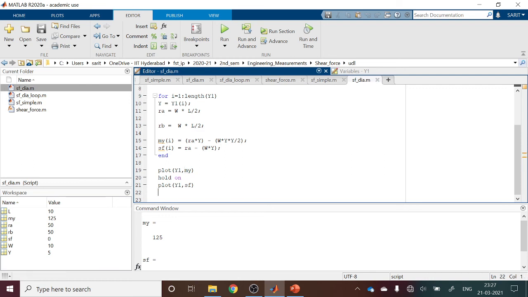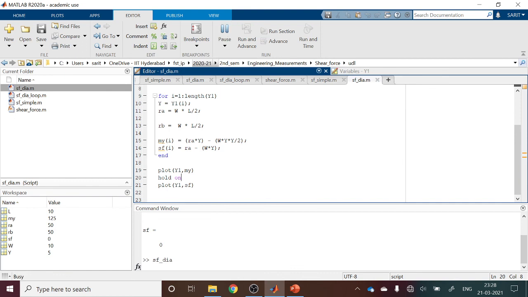So plot x is basically y1, and my is what? My is the bending moment, right? So we are plotting the bending moment diagram, and hold on means basically in the same plot we are plotting another parameter, that is the shear force diagram also. So this hold on option will hold the earlier plot. If you don't give hold on, then in two different plots, one will be bending moment, another will be shear force. But if you give hold on, then the earlier plot will also be preserved, and in the same plot you will see both the figures.